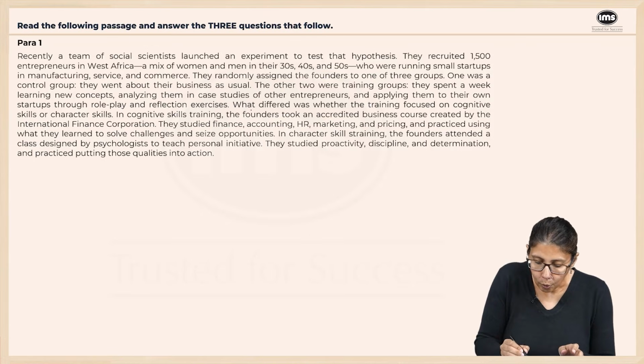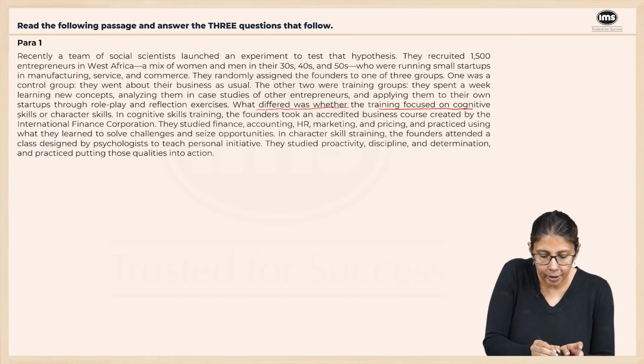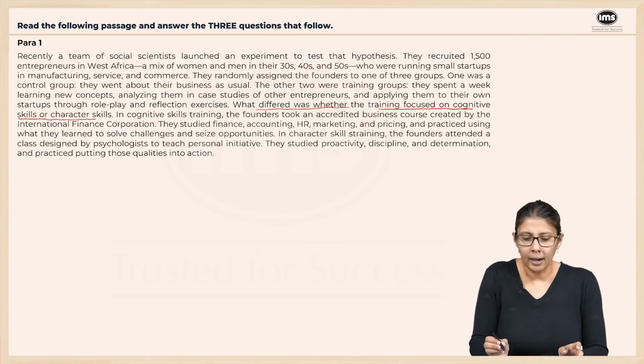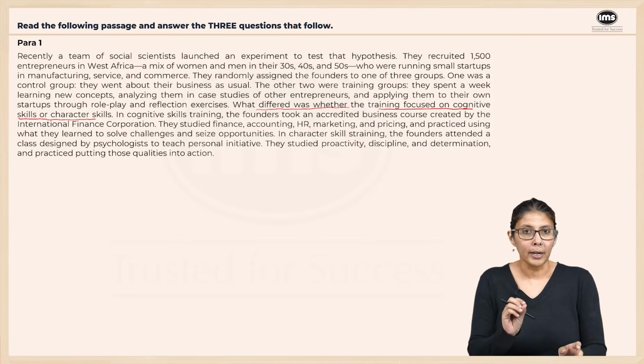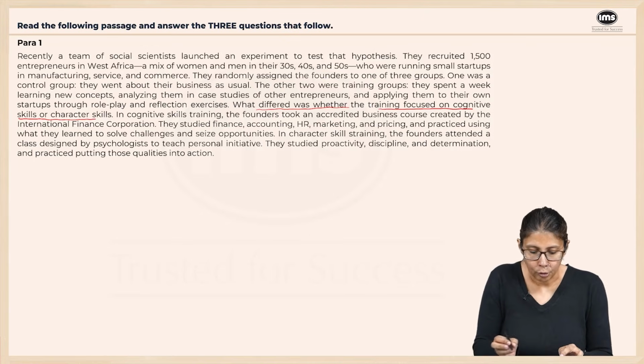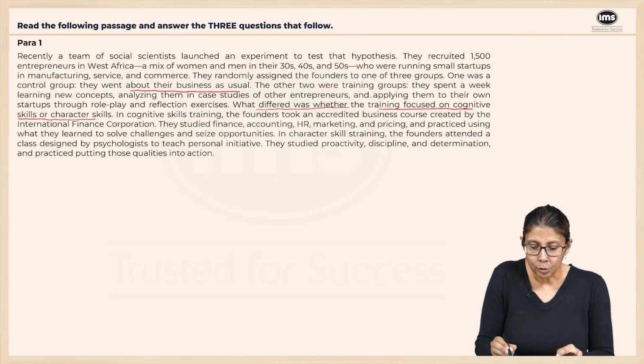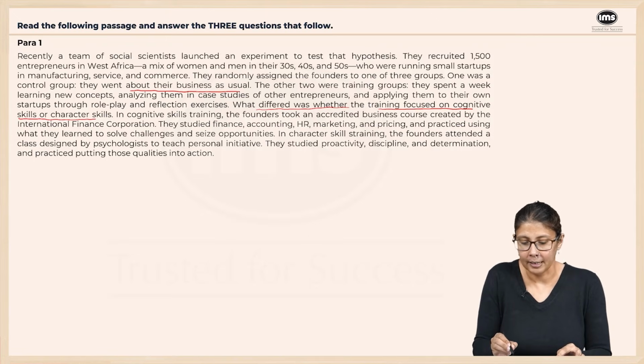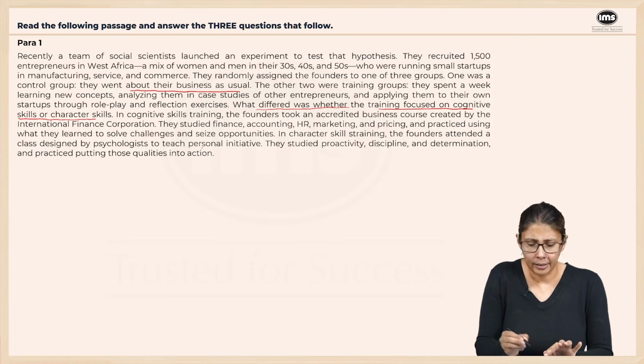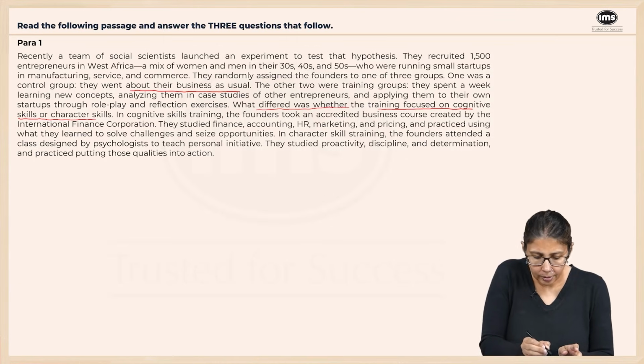It says, what differed was whether the training focused on cognitive skills or character skills. So there are 2 training groups and 1 control group. The control group went about their business as usual. The other 2 groups, one of them went for cognitive skill training, the second went for character skill training. In cognitive skills training, they learned about finance, accounting, HR, marketing, pricing, and so on.